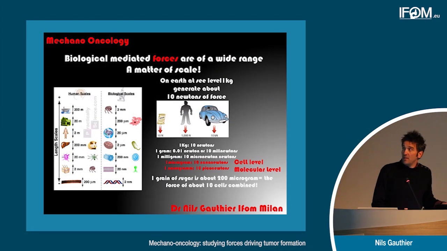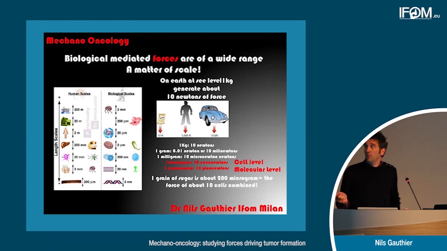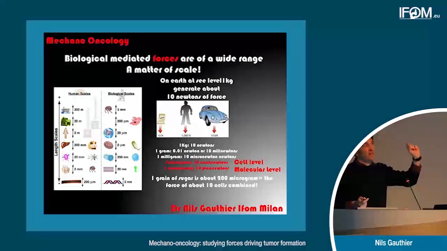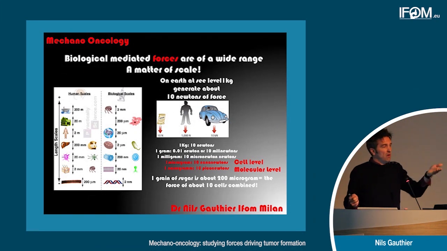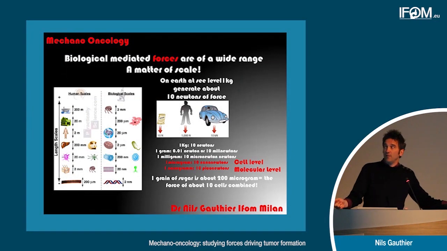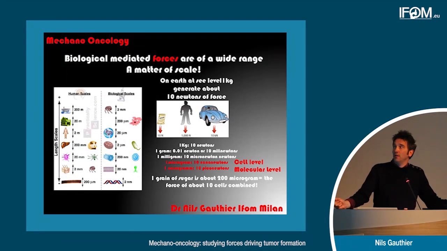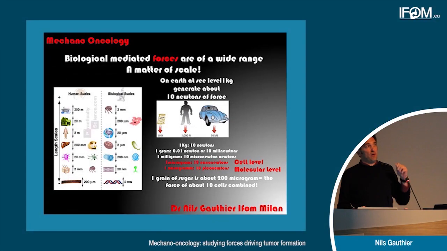Then to give you another example that you may feel, if you take this pack of sugar now, and you take 1 grain, just 1 grain, you barely feel it. You can only feel it if you compress it between your 2 fingers, and then you rub it like that. Then 1 grain of sugar is about 200 microgram in weight, and that's the force that 10 cells combined will apply in average. Then you imagine you need something to measure force applied by cell. You need something very, very sensitive.